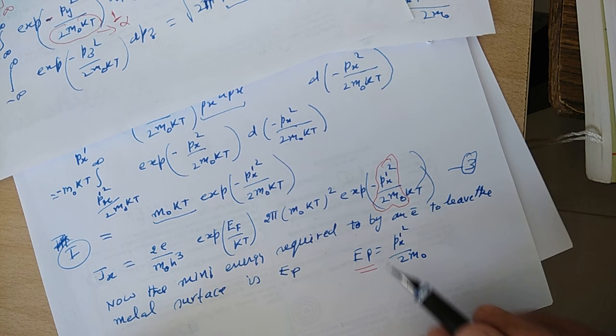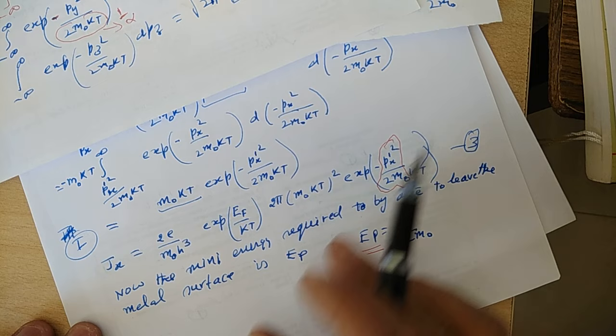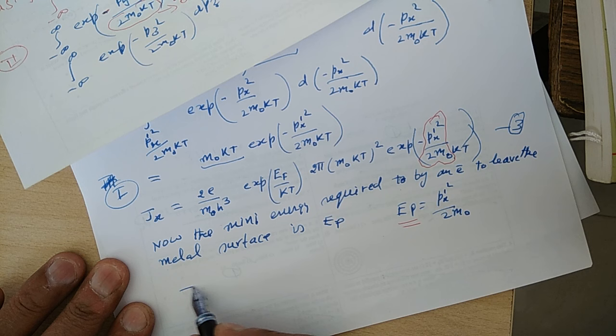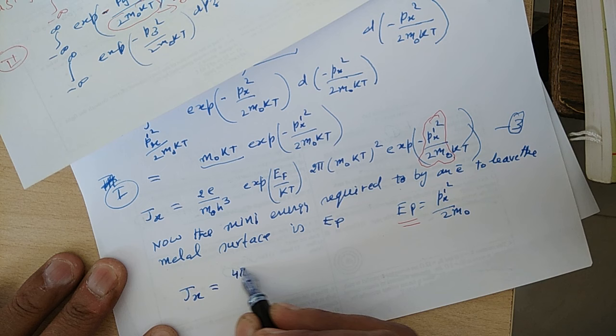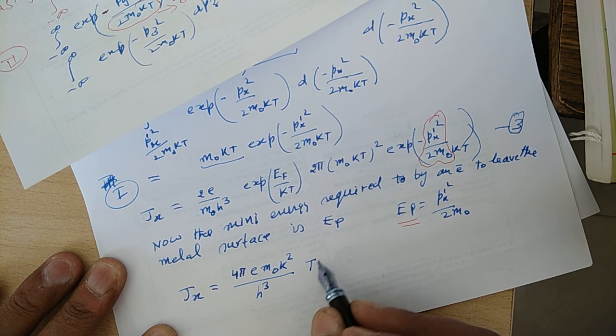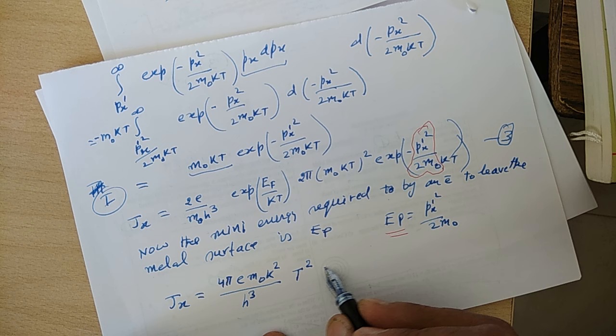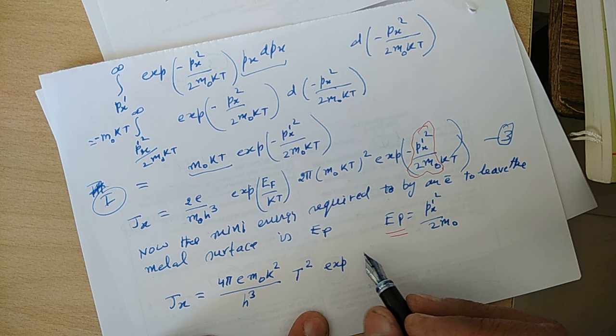And we can rewrite this exponential term as a single term. I will write these two terms as a single term. So what will be the final expression? Jx is equal to 4 pi e m naught k square by h cube t square, because this is square and m naught is also in the denominator, so it will get cancelled. T square exponential, if I take minus common here, EP minus EF by kt.